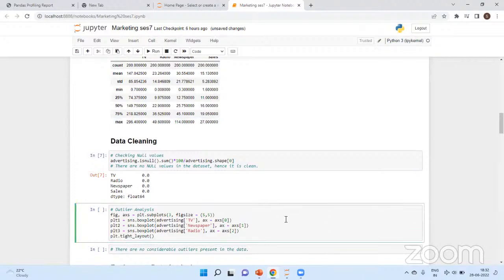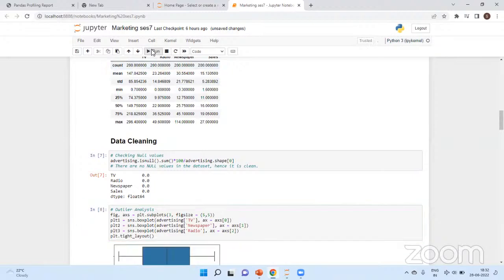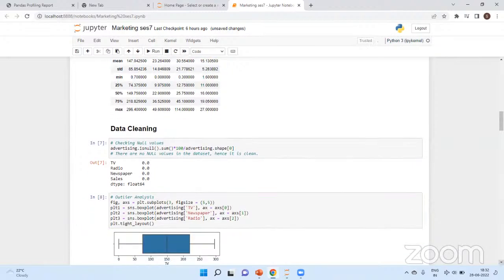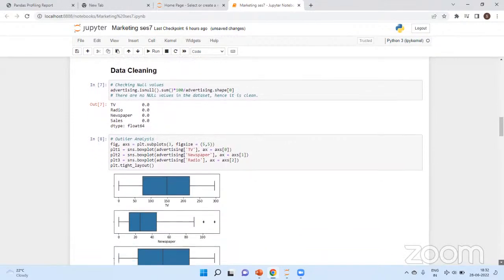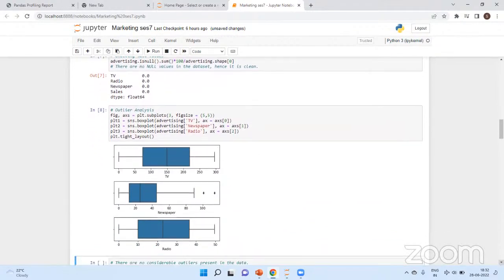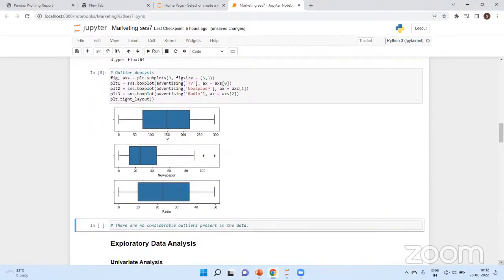Next, outlier analysis. Do we have outliers on the box plot? We have outliers in the newspaper. So okay, no considerable outlier present in the data, because we are going to give the relationship between sales versus TV. So no outliers, fine.